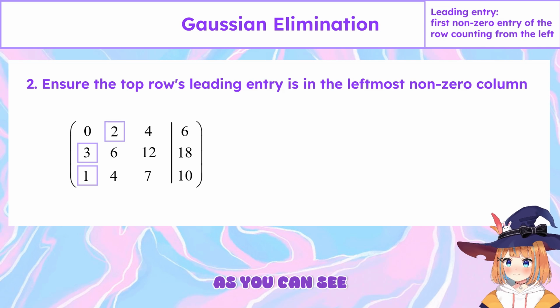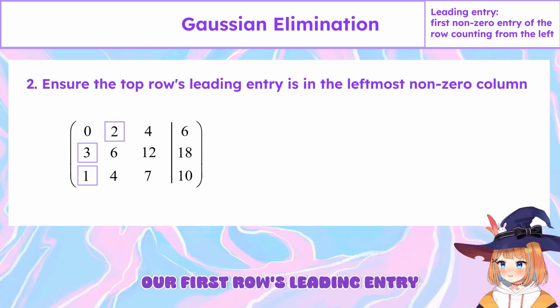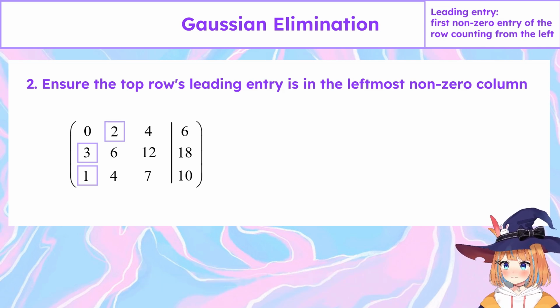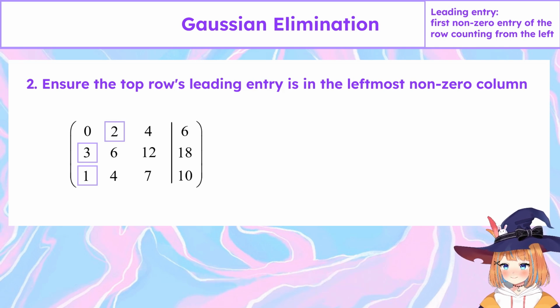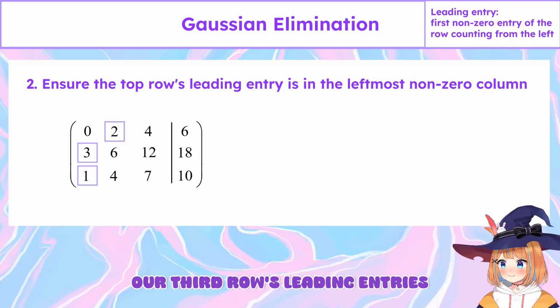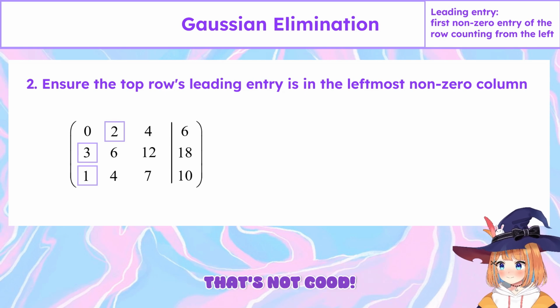Ta-da! As you can see, our first row's leading entry is in the second column. But something's wrong. Oh no! Our second row and our third row's leading entries are in the first column. That's not good. How do we fix this?